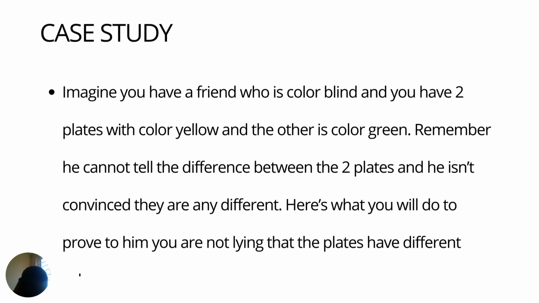So, Aisha, are you there? Yes. So, how do you convince your colorblind friend? How do you convince your colorblind friend who cannot tell the difference between a green plate and a yellow plate that the two plates are actually a different color? Remember, he doesn't know anything. He doesn't know anything about these colors. How do you go about it?